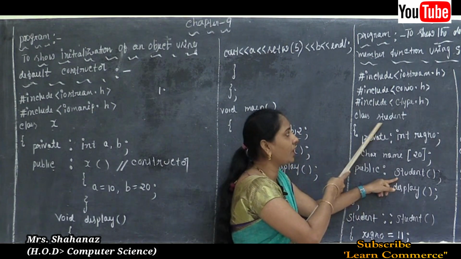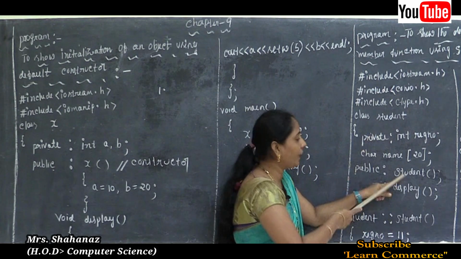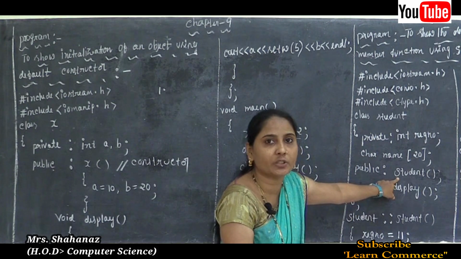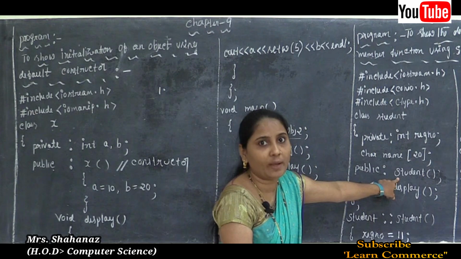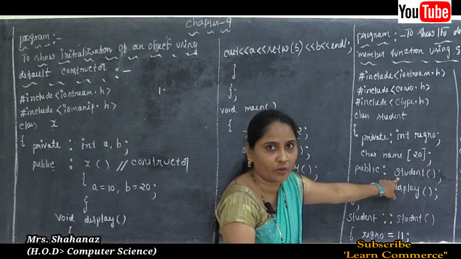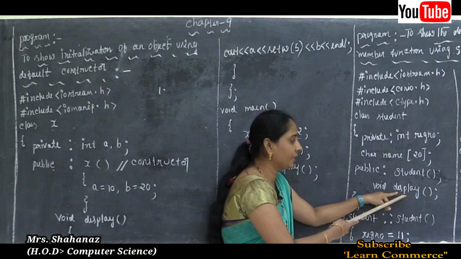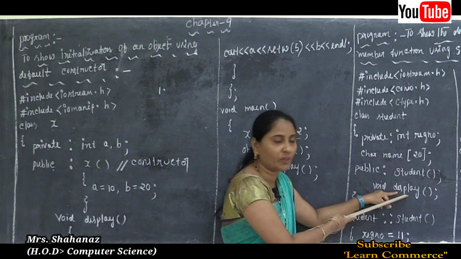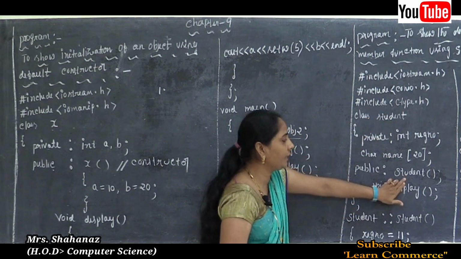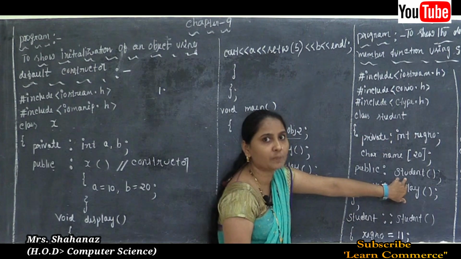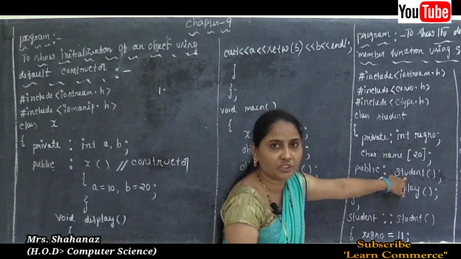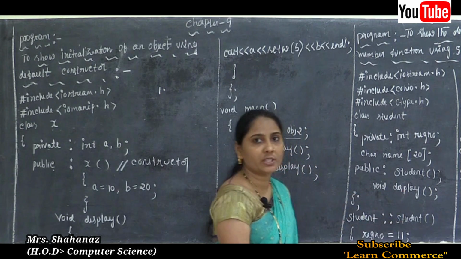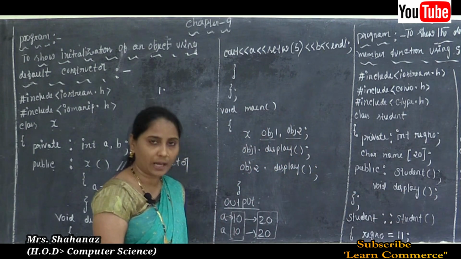What is the name of the class? The name of the class is Student, and the name I used for this special member function is also Student. So we can identify that this is the special member function. And the second member function is display. It is a normal member function of the class Student. Clear on this point? The class name is Student and the constructor name should be the same. So I used the special member function name as Student, and the second member function is display, the normal member function of the class Student.